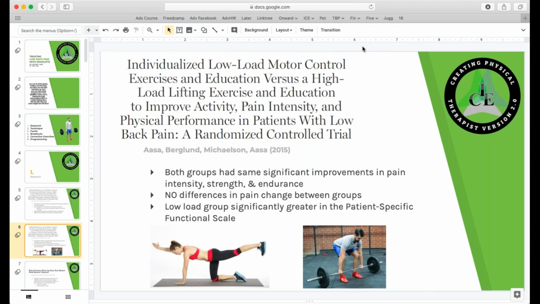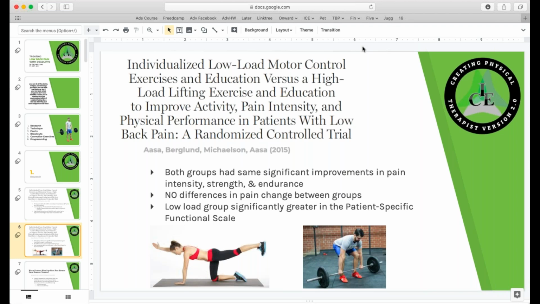And what they found was both groups had significant improvements in their pain intensity, strength, and endurance. And there were no differences in the pain changes between groups. But the low load group did show significantly greater changes in their patient specific functional scale, which 100% makes sense.